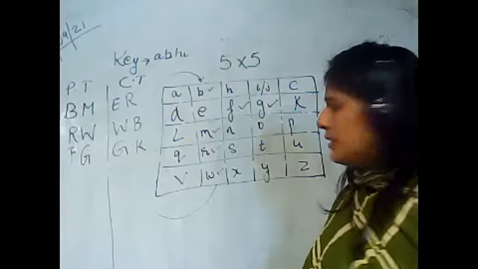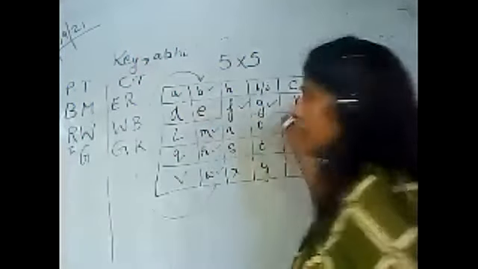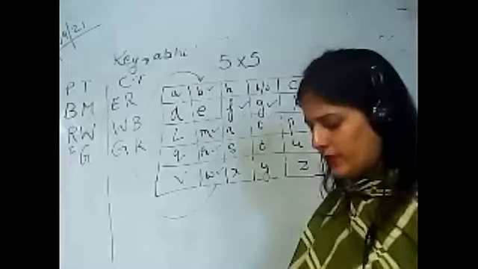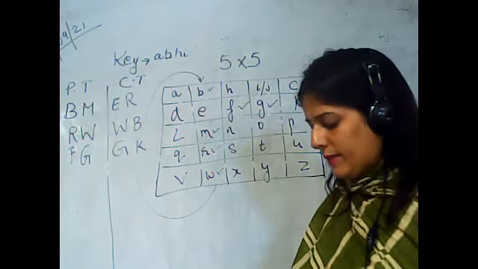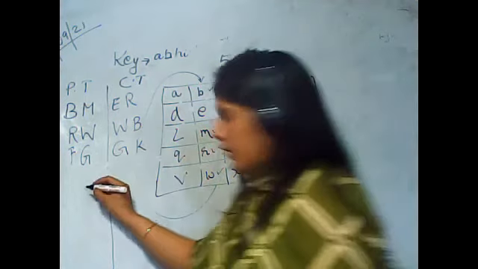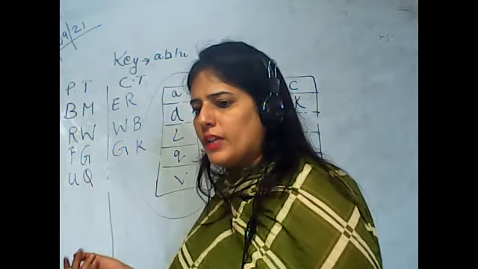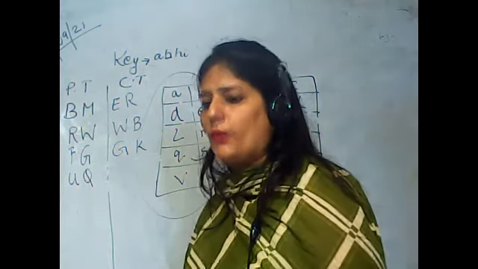Fine. F is having G with it, and G is having K with it. So this is how we are converting the plain text to the cipher text. Next is U, Q. I have just tried to show all the combinations, so that it will help you understand in case in future you get any type of example.